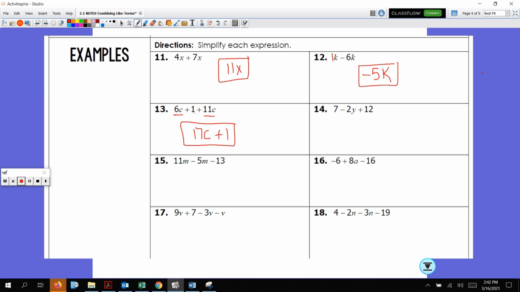For number 14, I also really think it's important to write the variable term first if you have a variable term in the expression. So I have negative 2y here. I don't have any other terms with y, so I'm just going to write that negative 2y down. Now I need to combine my constants. 7 plus 12 is 19.